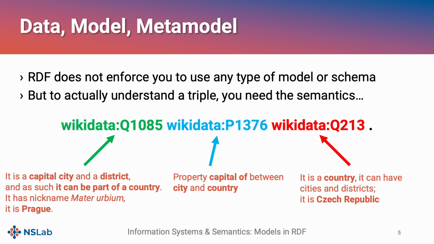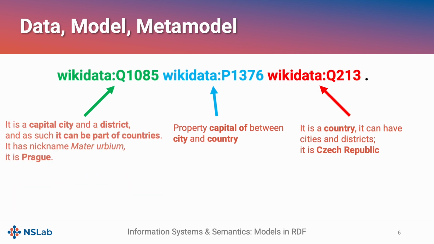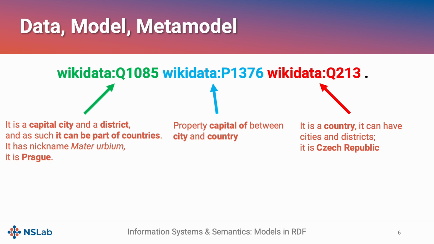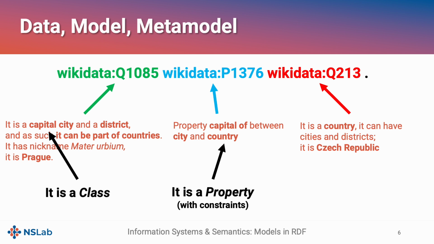But how do we actually capture the meaning of these triples? For getting the semantics for such a triple, we need to provide some model where it is stated that capital city is a class, that part of or capital of is some property with some certain constraints, such as that subject must be some city and object must be a country. And finally, country is again some class. And in this model, we are explaining for both humans and machines what it is, what are the constraints and possibilities related to these semantics.